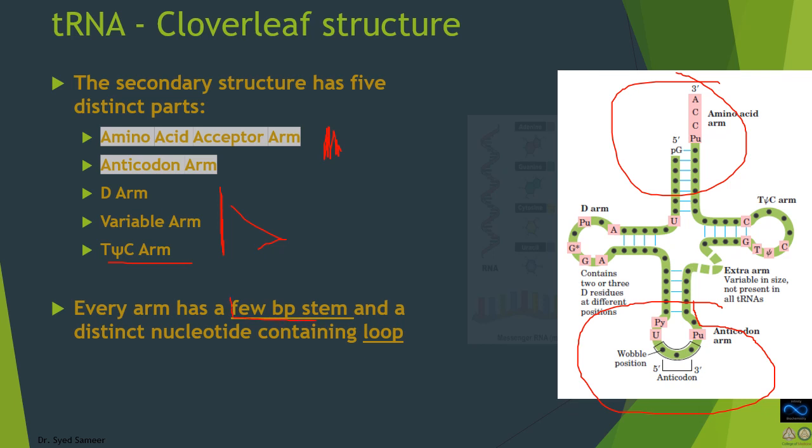All of these arms consist of 2 different things. One is the few base pair stem, and then there is the loop attached to this stem. So here, if you can see in the D arm, there is the stem of some base pairs and then the loop. So every arm will almost have it.